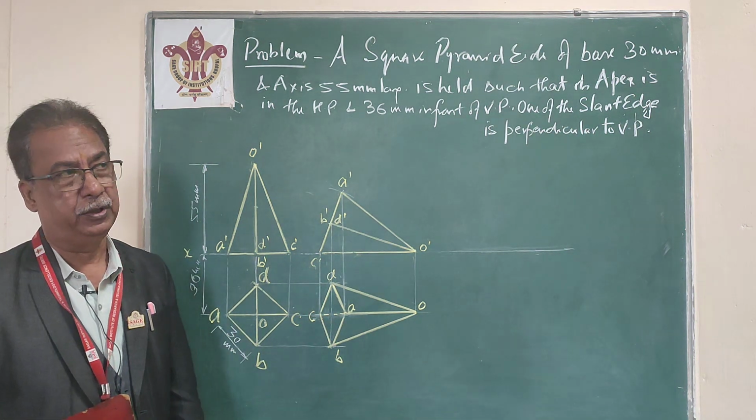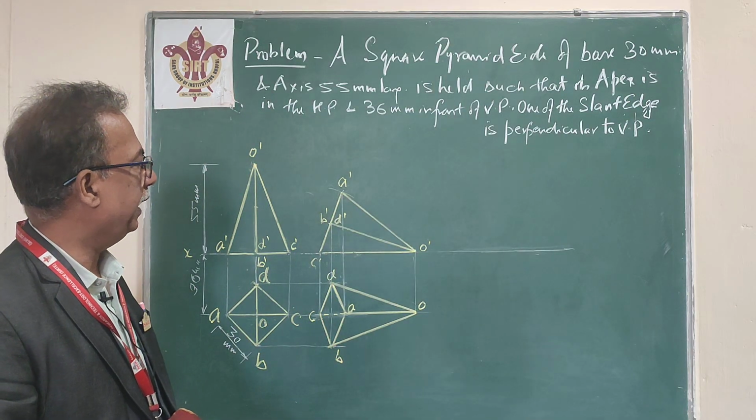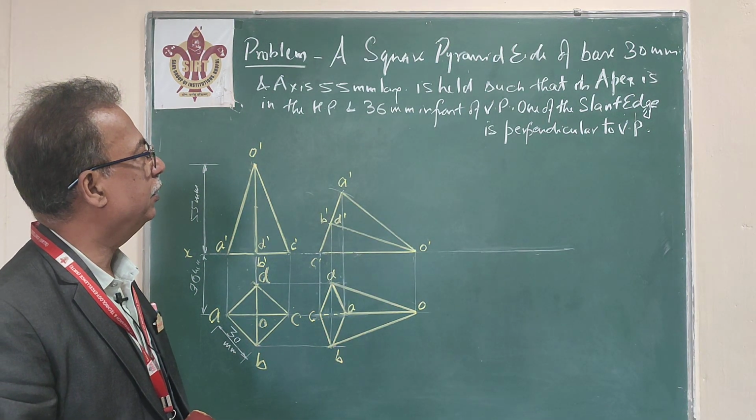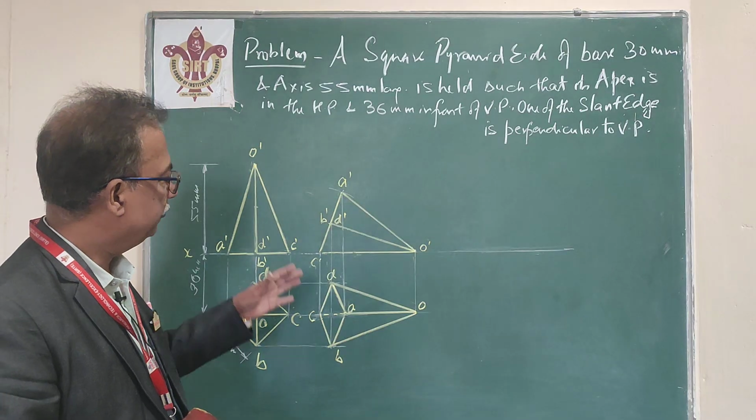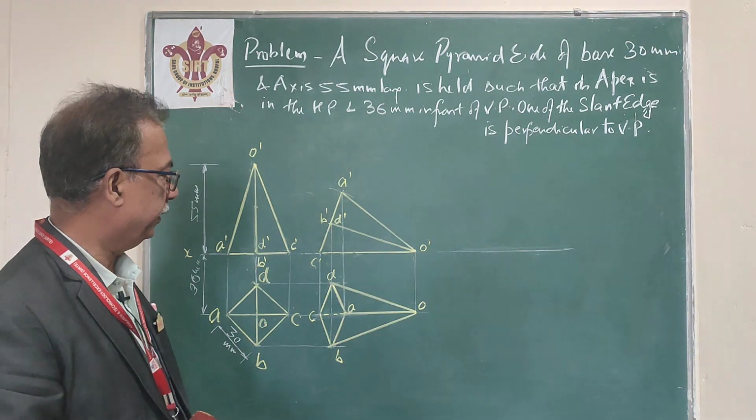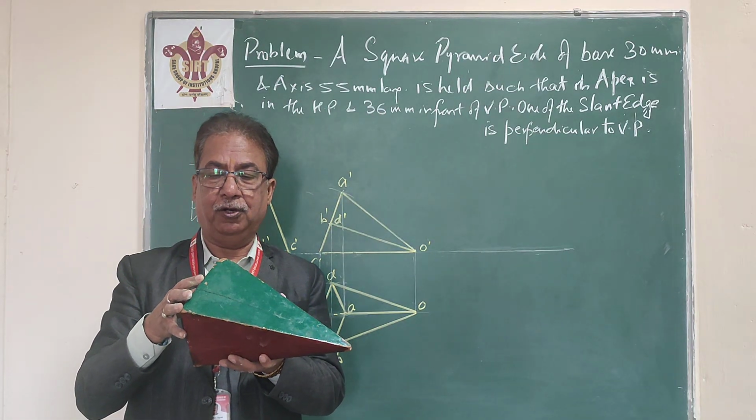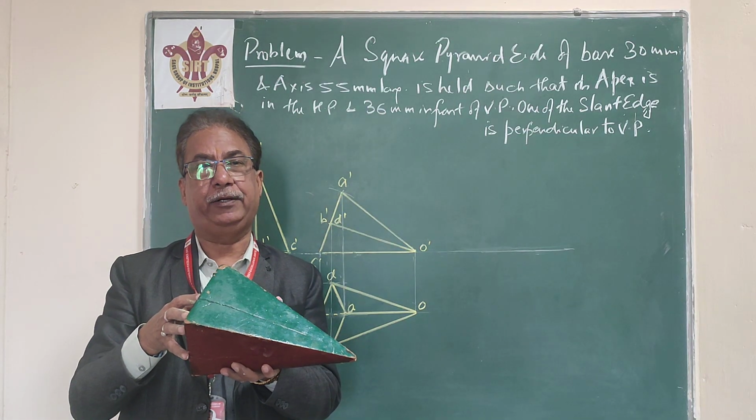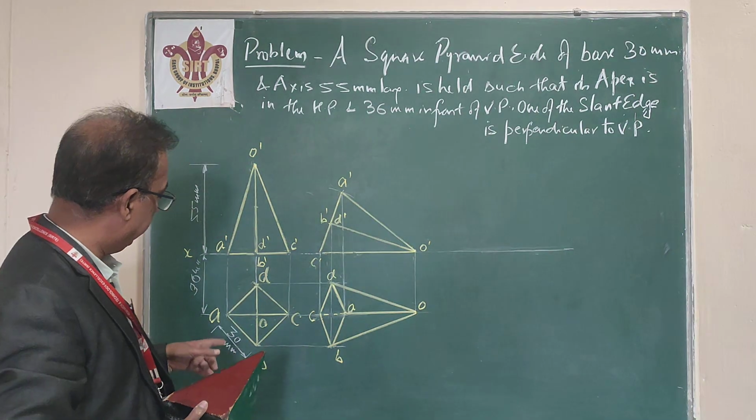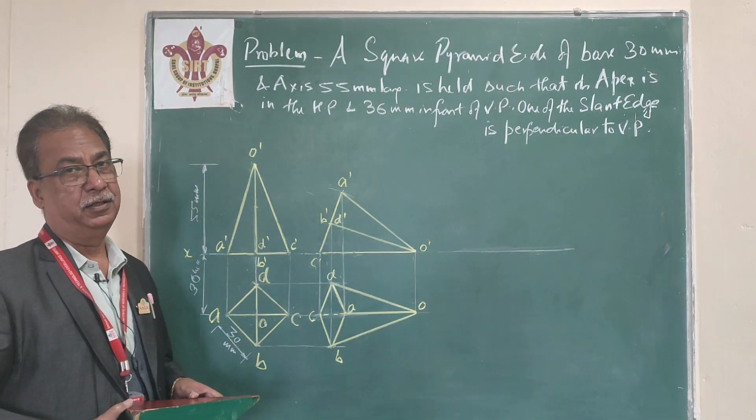So now at this moment the solid will be kept in such a way so that one of the slant edge will be on the HP and apex will be on the HP. Now what they asked us, they want to make one of the slant edge perpendicular to VP, and with the same condition that the apex will be 36 millimeter from the VP.